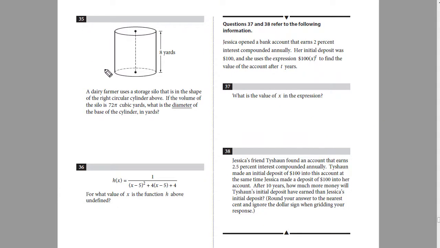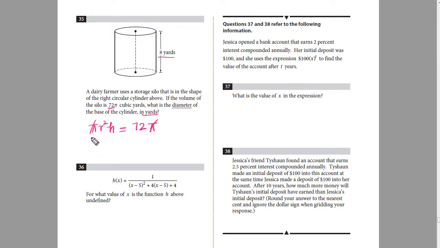Question number 35. A dairy farmer uses a storage silo that is in the shape of the right circular cylinder above. If the volume of the silo is 72 pi cubic yards, what is the diameter of the base of the cylinder in yards? So there is a cylinder, the height is given, that is 8 yards, and we have to find out the diameter. So let's find out the radius first, and then we'll work out the diameter. The formula for the volume of a cylinder is pi r squared h. That is the volume, and that volume is given, that is 72 pi. So we will set the formula of the volume of the cylinder equal to 72 pi.